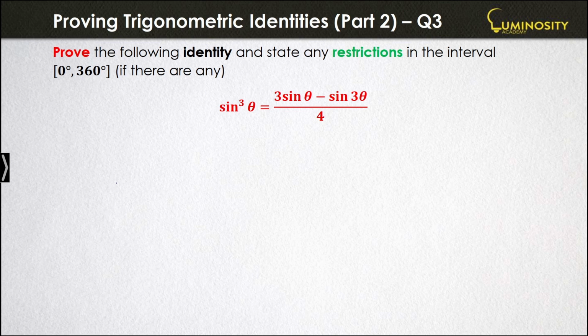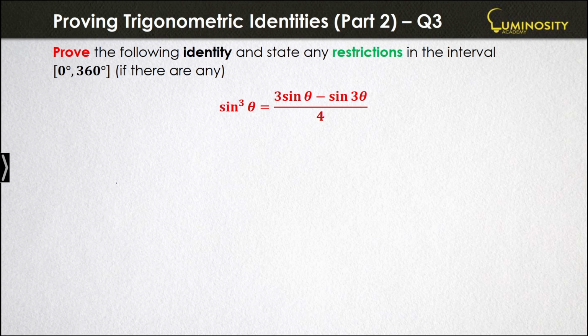Let's have a look at question 3. We want to prove the following identity and then state any restrictions if there are any. On the left hand side I have a sine theta term that's being cubed, so sine theta times itself 3 times. On the right hand side I have a fraction, 3 sine theta minus sine 3 theta all over 4.